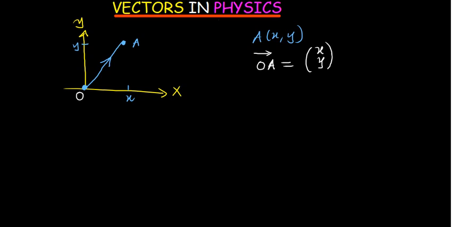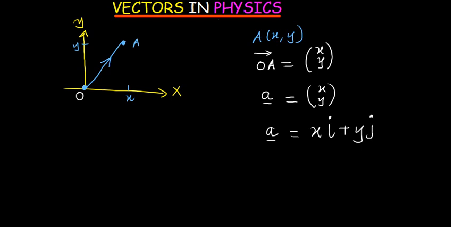I can as well write this vector with a small a. I'll put a bar down. I'll say X, Y, this as a column vector. Apart from a column vector, I can write it in position form. I can say vector A is equal to X, the coordinate that is related to X, I'm going to put I, and then plus the coordinate that is related to Y, I'm going to put J.